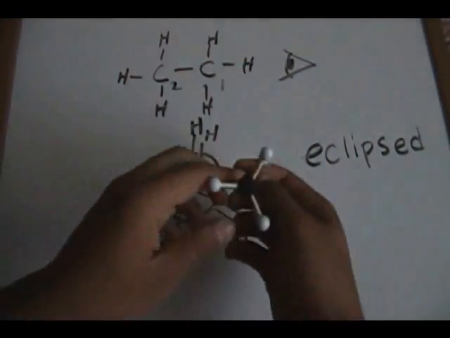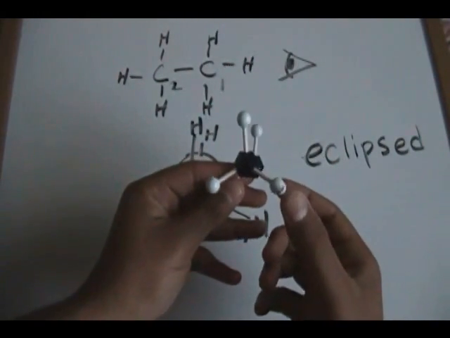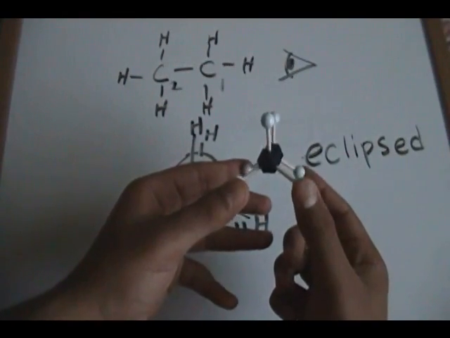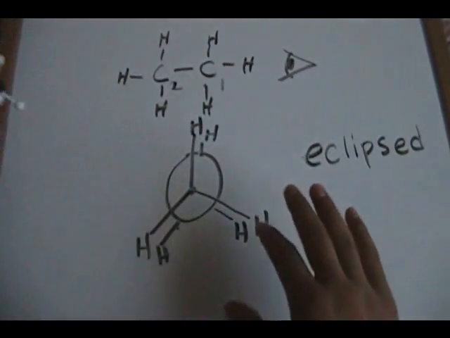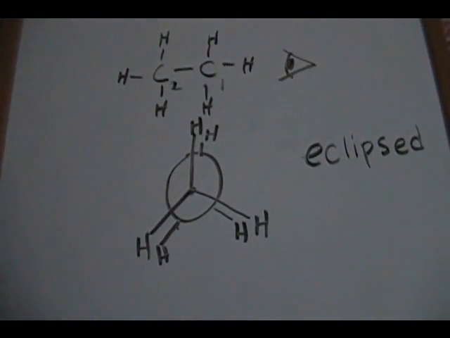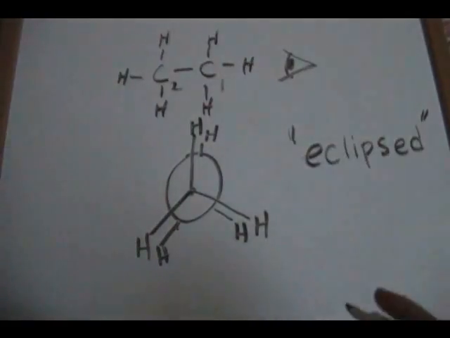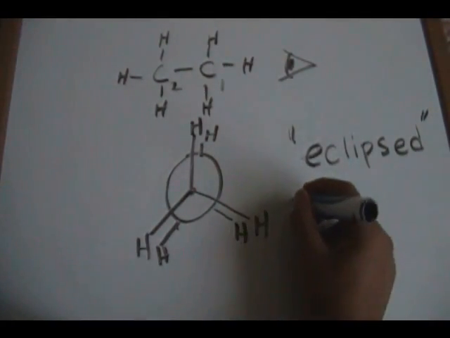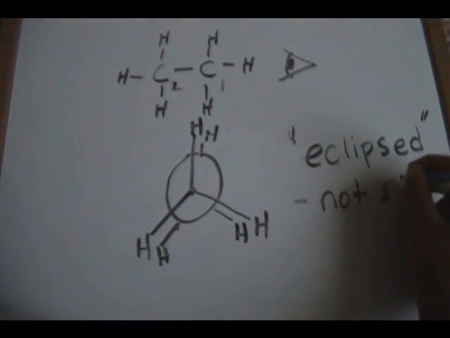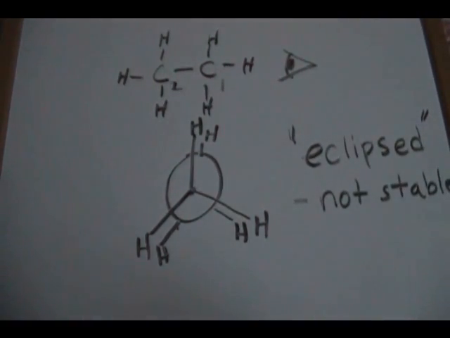Let's look at the model kit briefly. As you can see, this is the eclipse conformation. They're directly on top of one another. They're blocking each other out, okay? So that's the eclipse conformation. The hydrogen atoms, or whatever other atom, are directly on top of each other, okay? So this is the eclipse conformation, and this is not really stable, okay? Not stable. And I'll go over the reason why.